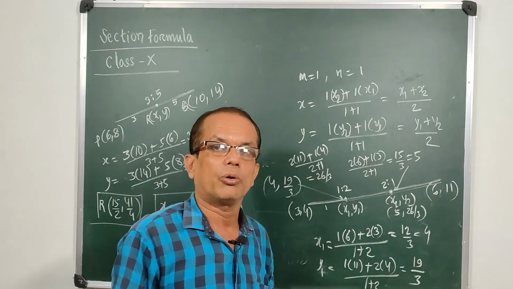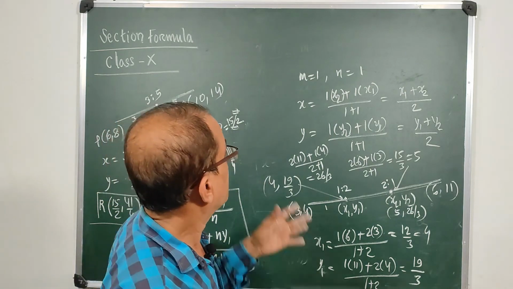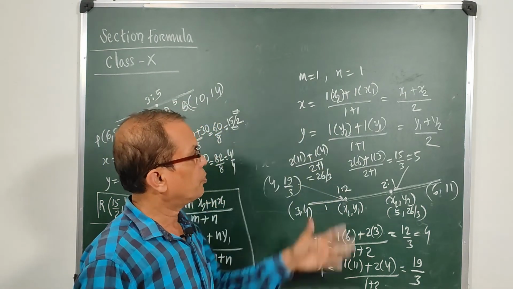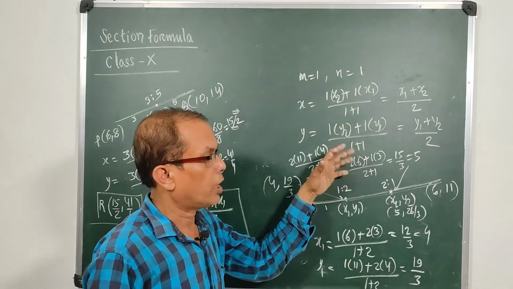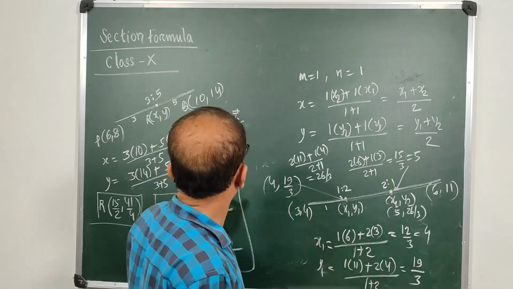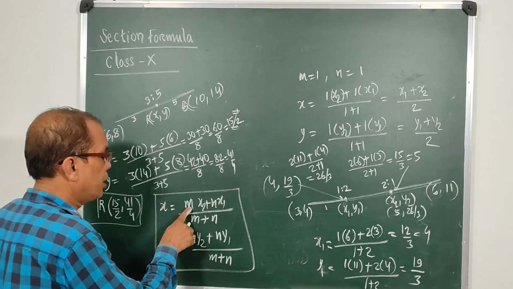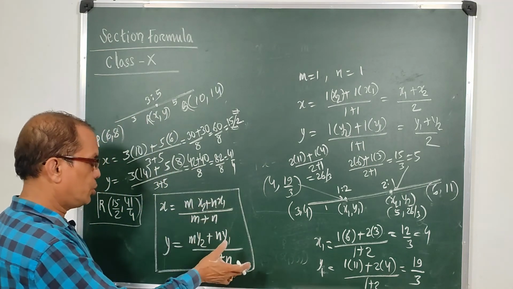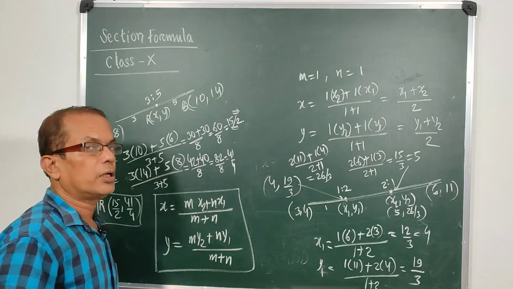So this is the way we use the section formula, and it is quite easy. Just use the formula, go through how I found the formula, and then use these formulas. When m and n have different values, put them here and you get the result.